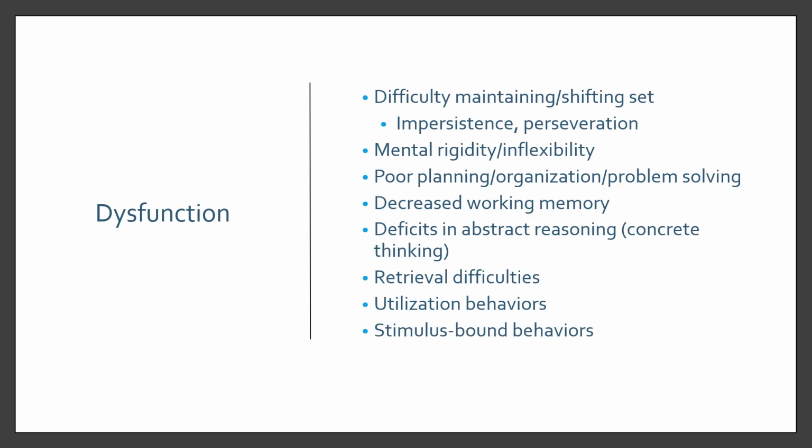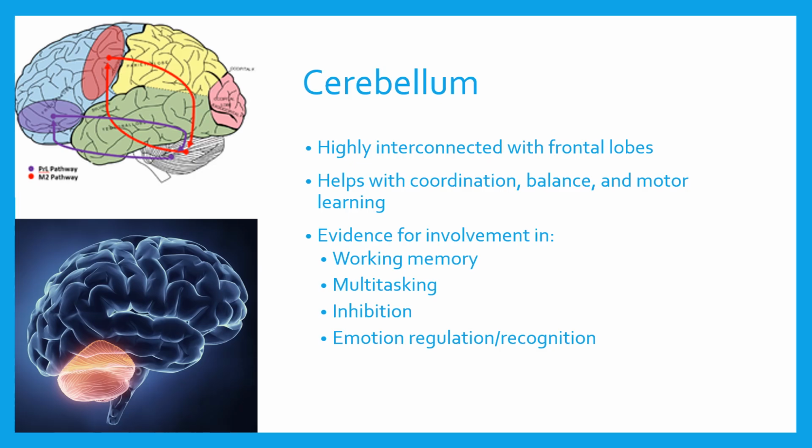So, as I mentioned, this circuit is quite cognitive. So, when you have dysfunction, you see difficulty with set shifting. You might have impersistence, perseveration, mental rigidity or inflexibility, poor planning, organization, problem solving, decreased working memory, concrete thinking, difficulties with memory retrieval, and then you can see the utilization behaviors and stimulus behaviors with dysfunction of this circuit as well.